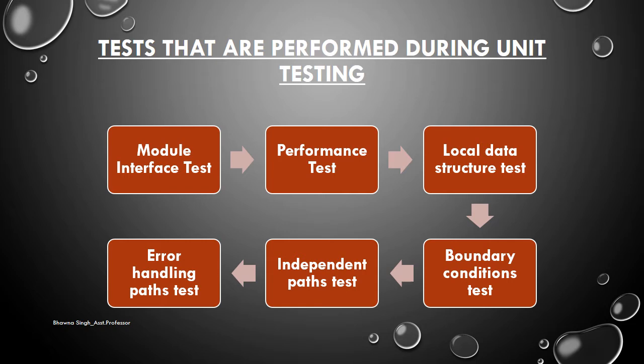Then next we have the independent path test. These tests are used to check whether the execution of the task is taking place properly or not. Then at the last we have the error handling path test. These tests are used to check whether the error handling paths are working properly or not, and if there are some errors in the modules, whether they are handled in proper conditions, or whether we will be able to debug or remove these errors from that particular module.